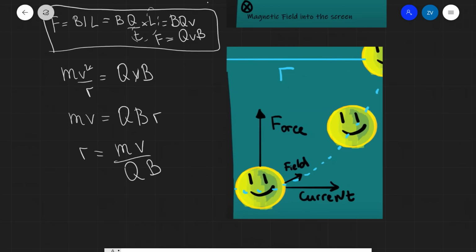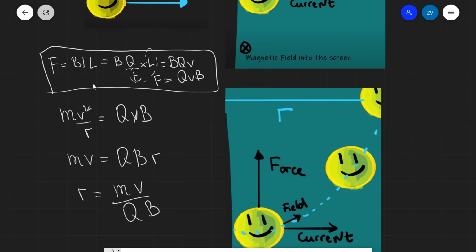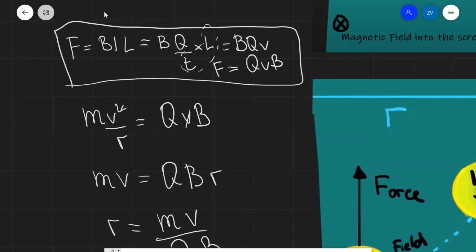Remember, anytime you have a charge which is essentially moving in a circle in a magnetic field, we can set the magnetic force QvB equal to mv squared over r. Remember, there are two formulas for the magnetic force. One is that F is equal to BIL. The other one is that F is equal to QvB, and we can easily go from one to the other.